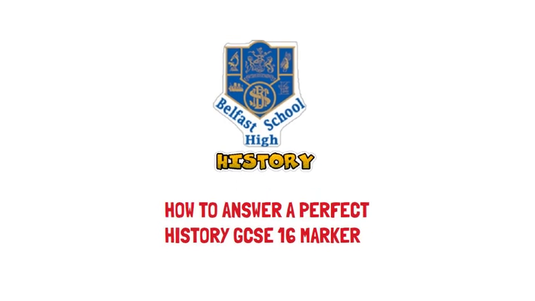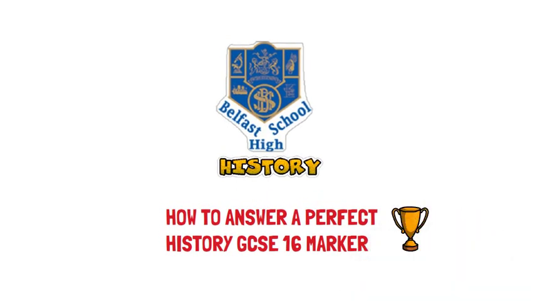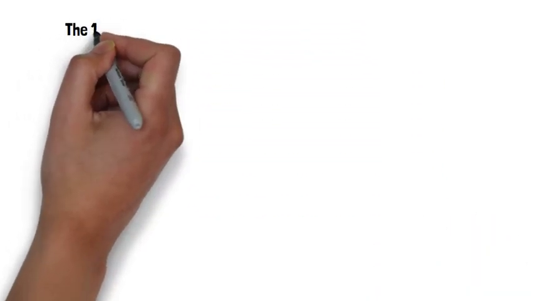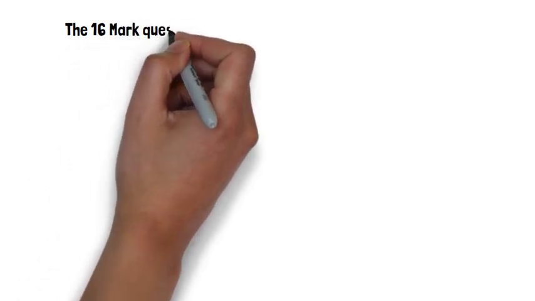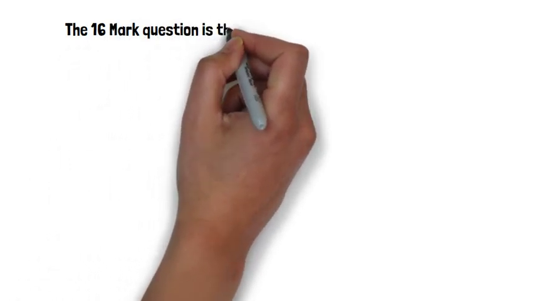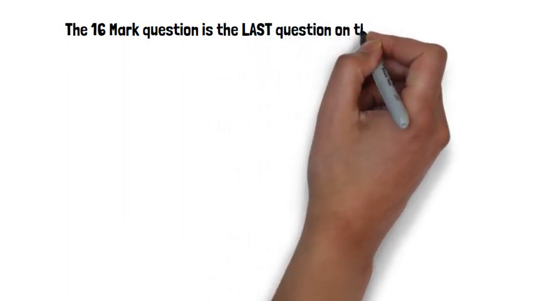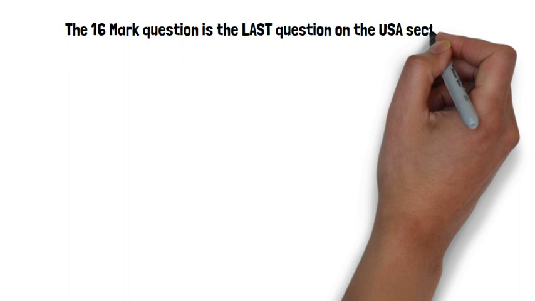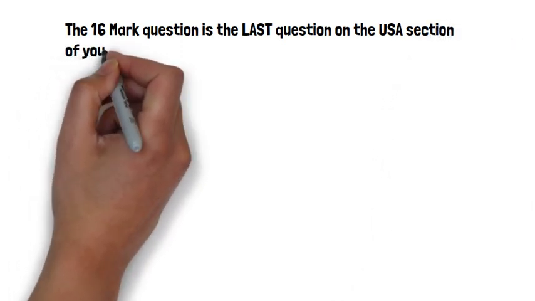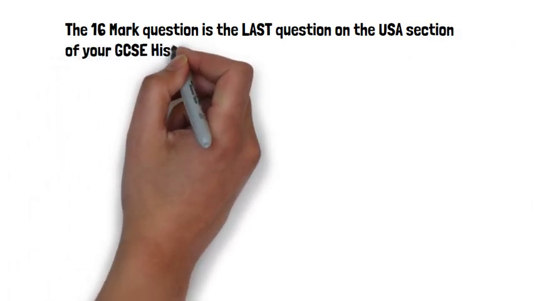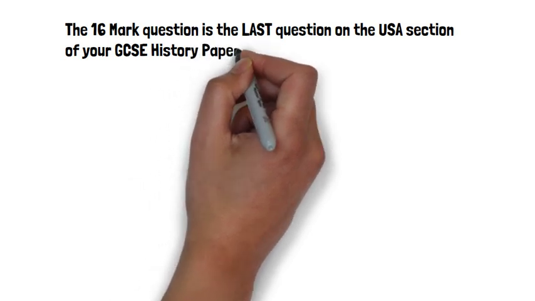This little video is going to help you answer a perfect history GCSE 16 mark question. As you may be aware, the 16 mark question is the last question at the end of your United States section of the History GCSE Paper 1. It'll be the question that you answer before moving on to the Northern Ireland section.